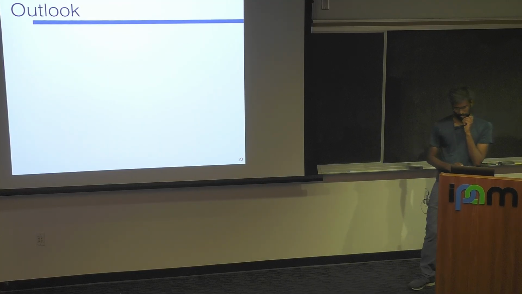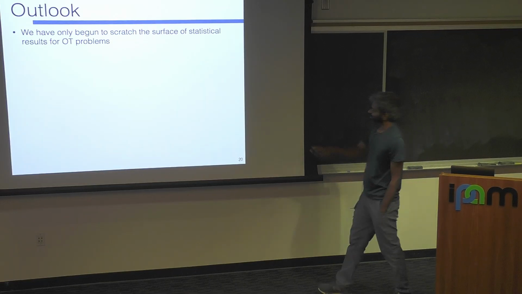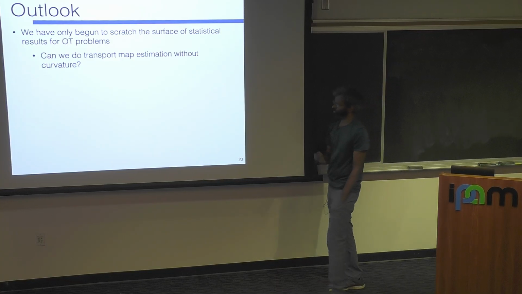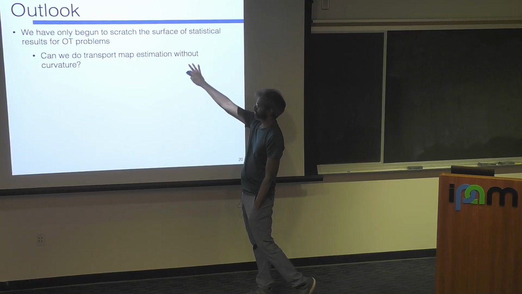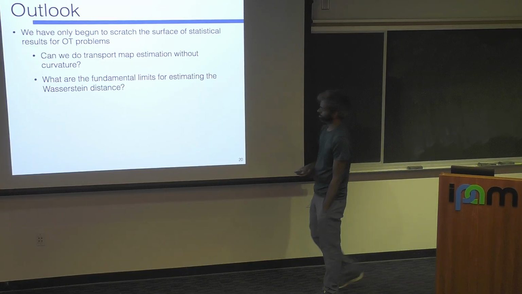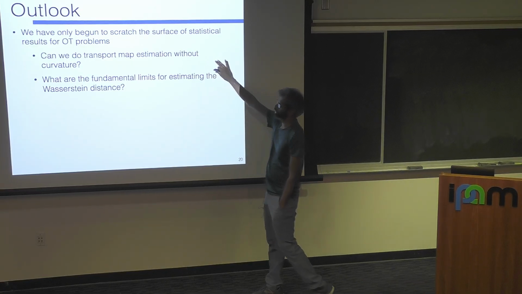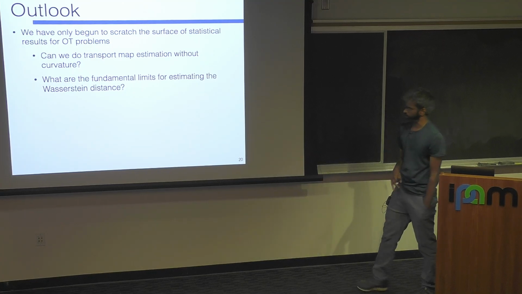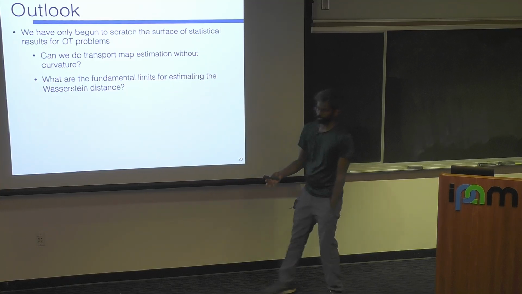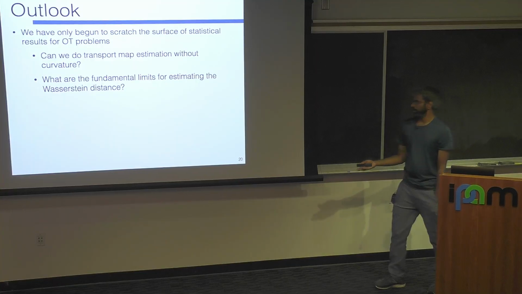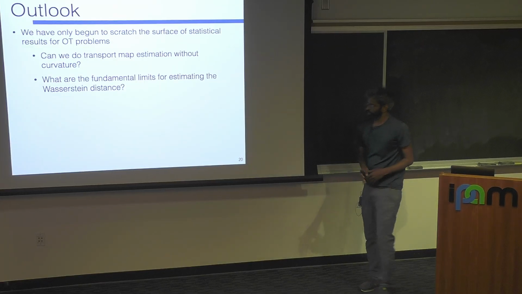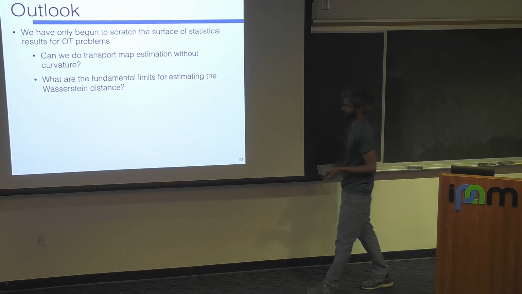Okay, maybe as an outlook, I would argue that despite lots of work in the last several years, we've only started to scratch the surface of these statistical results for OT problems. There's a very basic question, which is at what rates can we solve transport map estimation when you don't make these strong curvature assumptions? You don't have these strong stability properties. What are the correct rates and what should one expect? Similarly, we don't have any real understanding of what the minimax rates are for estimating the Wasserstein distance. So we know that there are some regimes in which you can estimate them at the parametric rate, and that is optimal. But outside of that regime, we don't have a good understanding of what is possible and when.